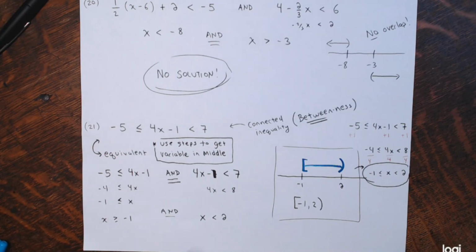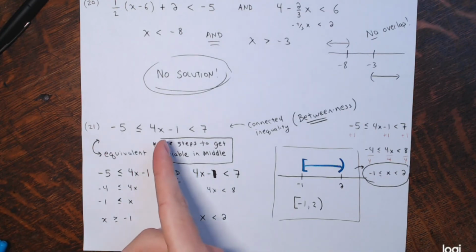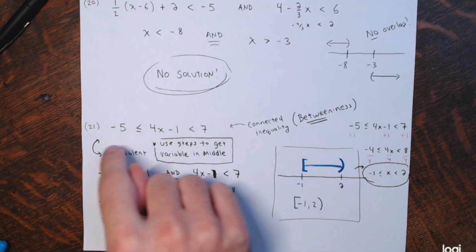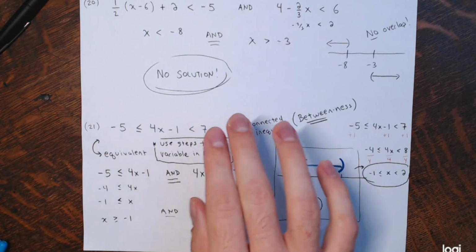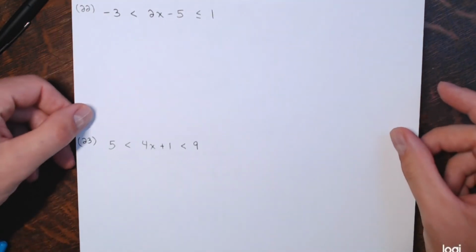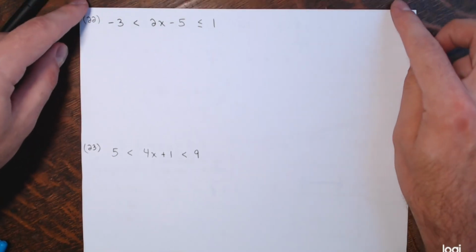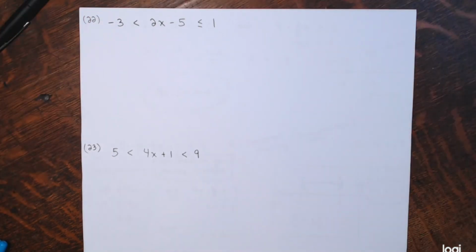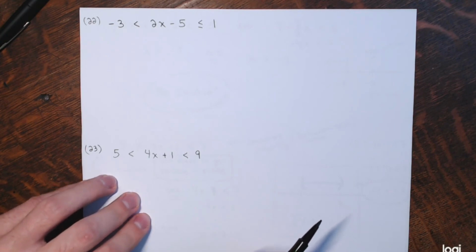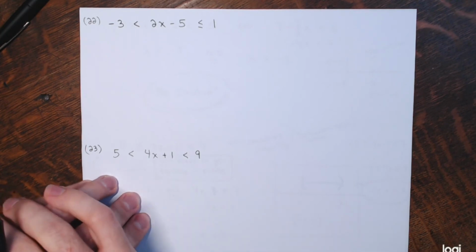If you ever do have to multiply or divide by a negative number in the middle here, and do it to all three parts, that'll just change the direction of the entire inequality. So I would just write it in the opposite direction if I were you. But again, that's not going to really happen here. All right, so my last several examples, as I mentioned, are going to be all these connected inequalities, these and inequalities, where the solutions should be between some numbers.